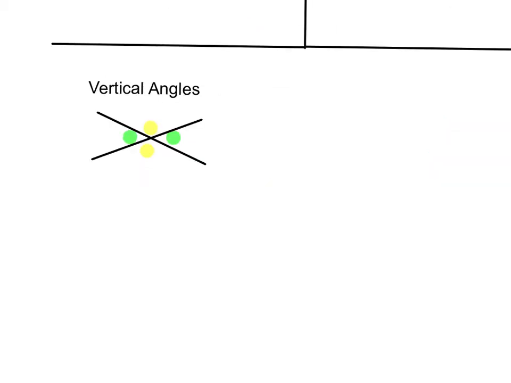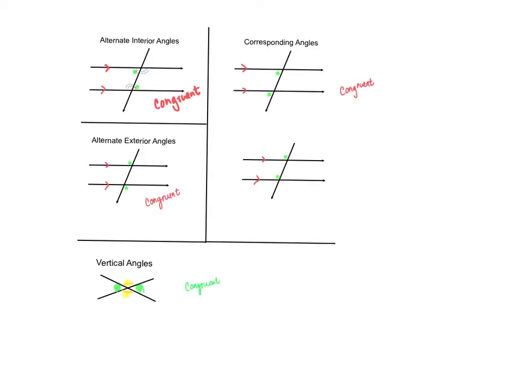Another relationship that we'll frequently see is vertical angles. Vertical angles are defined as angles that are opposite of each other when two lines intersect. We know these angles are congruent. As I study angle pair relationships, not all relationships are congruent, but when lines are parallel, alternate interior, alternate exterior, and corresponding angles are all congruent. And then I also know that vertical angles is a congruent relationship as well.